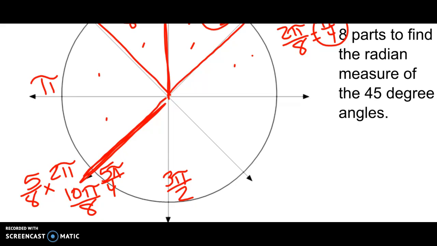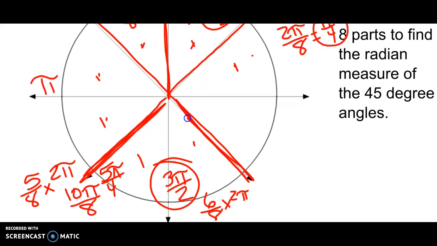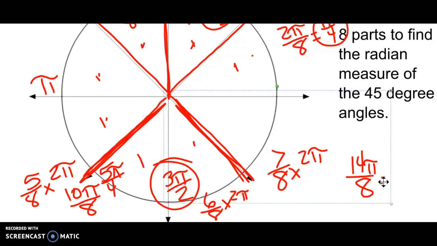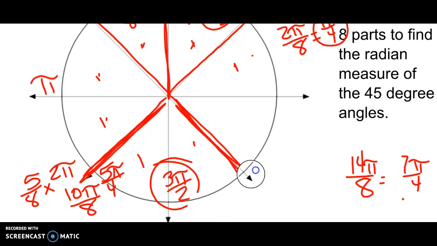Okay, the reason is because it's 1, 2, 3, 4, 5, 6. So 6/8 of 2 pi, okay? And that's 12 pi over 8, which is 3 pi over 2. Then we go one more, this is going to be 7/8 times 2 pi. And that's going to give us 14 pi over 8, which is also 7 pi over 4. So that's kind of how you can calculate your degrees to radians.